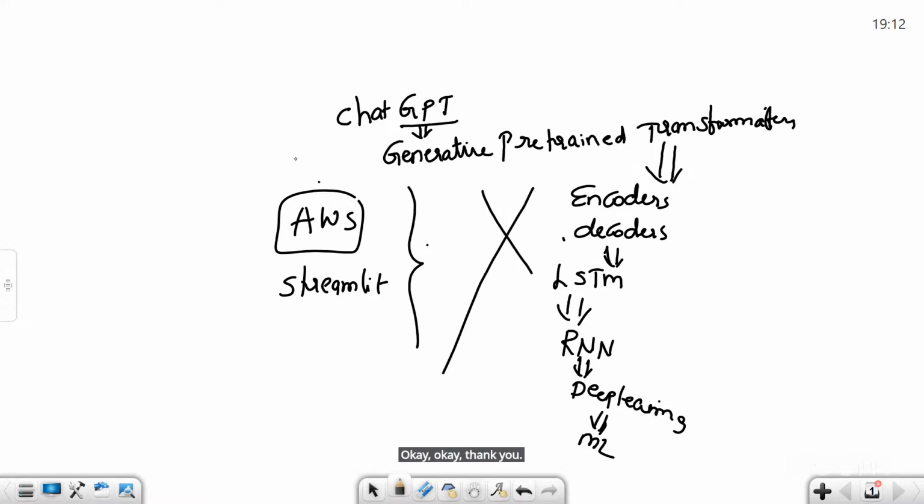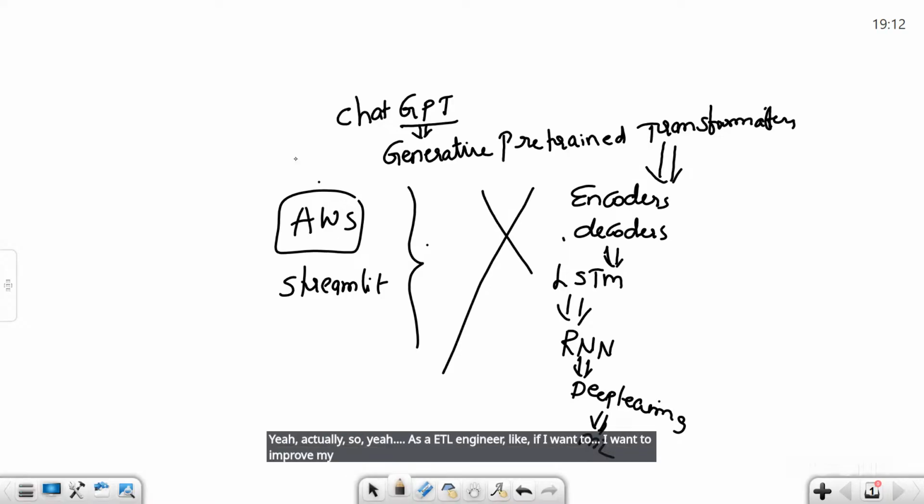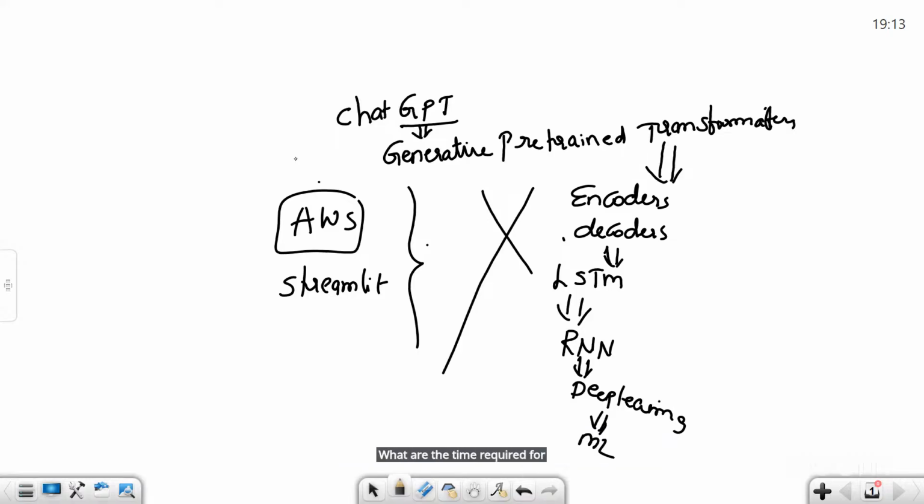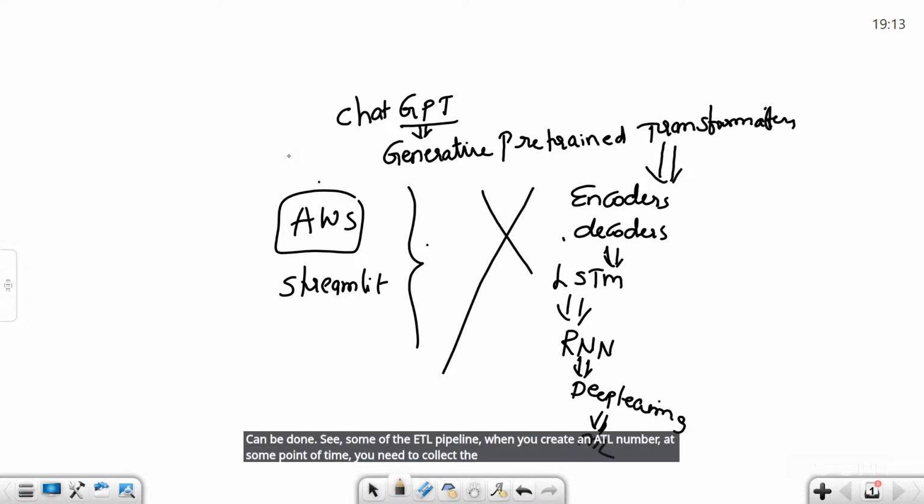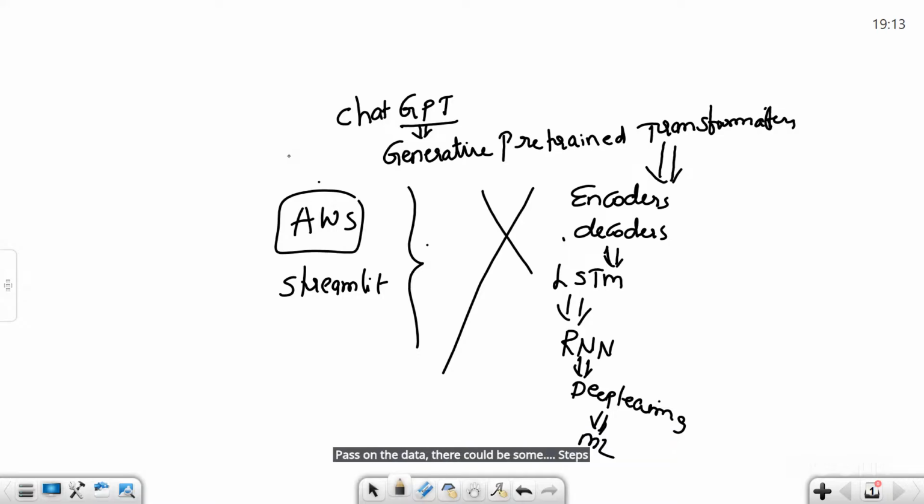Mohan, go ahead. Actually, as an ETL engineer, if I want to improve and save the time required for a particular task, can these kinds of things be done with this generative AI? Yes, it can be done. When you create an ETL pipeline, at some point you need to collect the data, analyze the data, and transform the data. There could be some steps which can be automated, right?